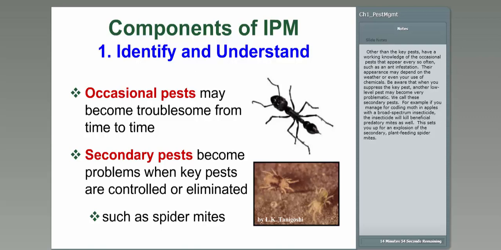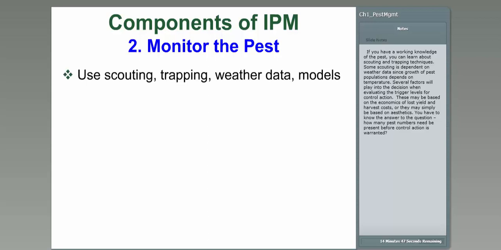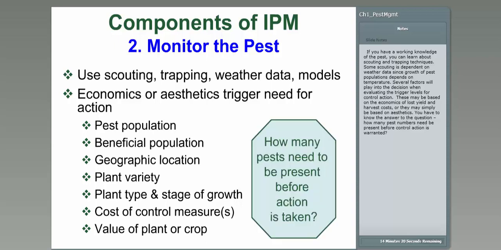If you have a working knowledge of the pest, you can learn about scouting and trapping techniques. Some scouting is dependent on weather data, since growth of pest populations depends on temperature. Several factors will play into the decision when evaluating the trigger levels for control action. These may be based on the economics of lost yield and harvest costs, or they may be simply based on aesthetics. You have to know the answer to the question, how many pest numbers need to be present before control action is warranted?